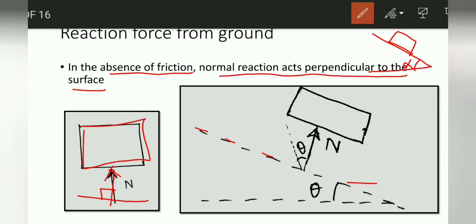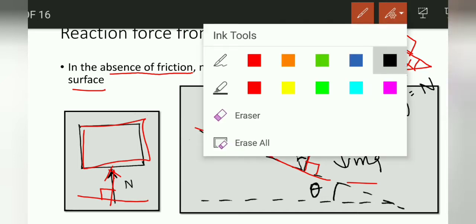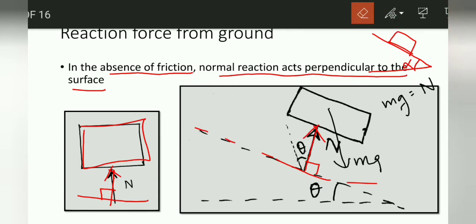Now this normal reaction force N is acting perpendicular to the surface of contact. If I do the force analysis on this one, there will be an mg exactly downward, and N will be upward. For some students there is a confusion that mg is equal to N. This is not true. This is true only for flat surfaces, where mg and N vectors will be anti-parallel. But when there is an inclined plane, N will be something like this, and mg will be vertically downward. That's it.